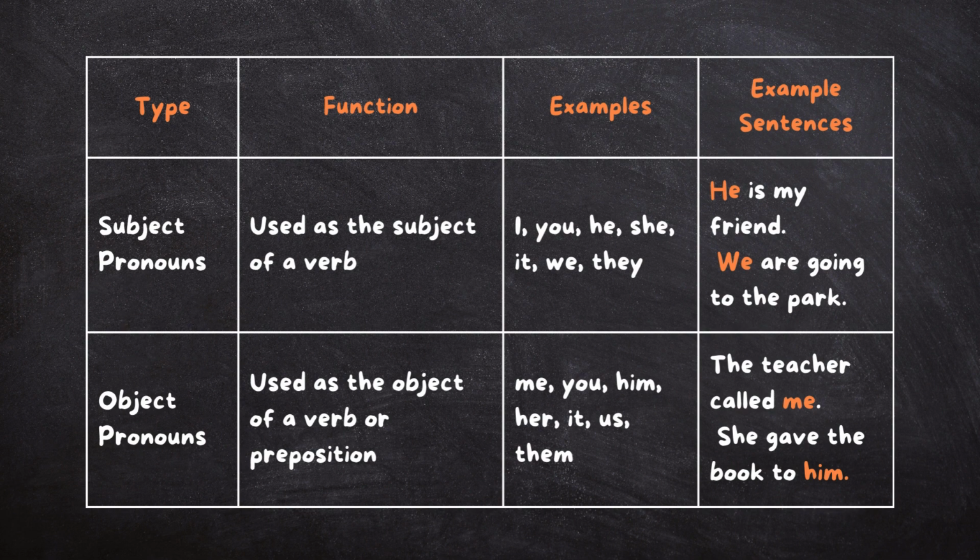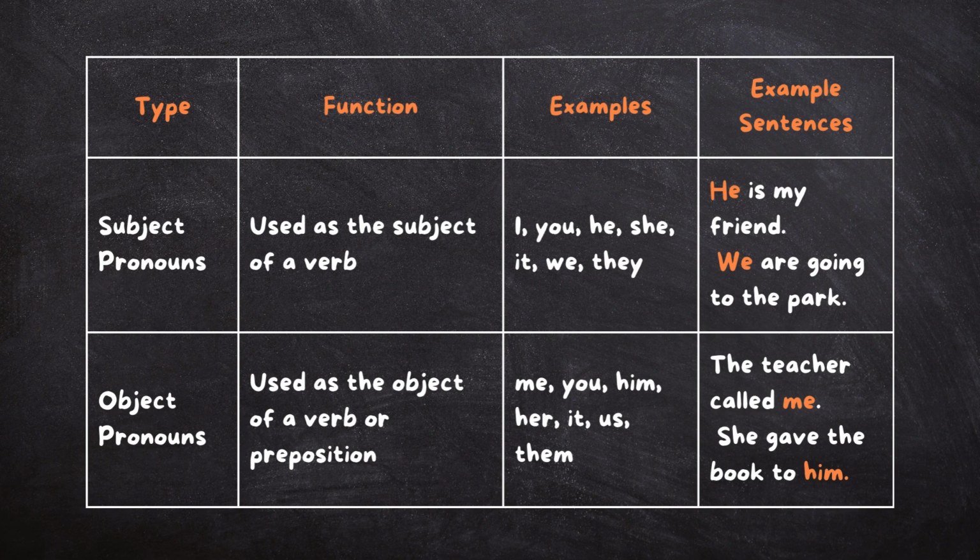Subject pronouns, as we said, are used as a subject of a verb, and we already gave examples. Now let's see sentences. The first sentence, he is my friend, and we are going to the park as our second sentence. In both of these sentences, we see the pronouns he and we functioning as the subject. Now the subject is what or who is doing the action or whatever is going on in the sentence.